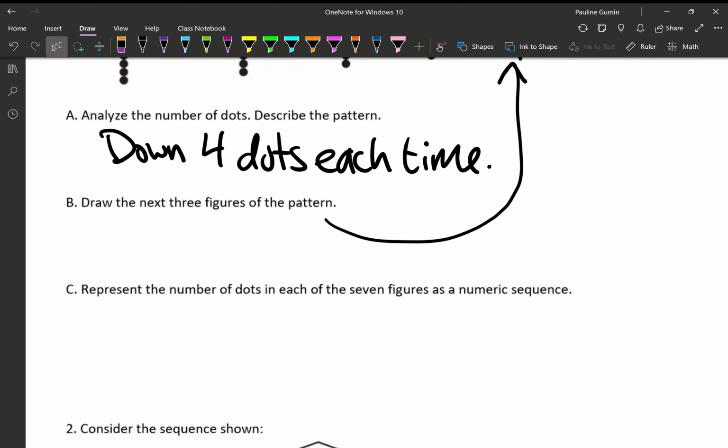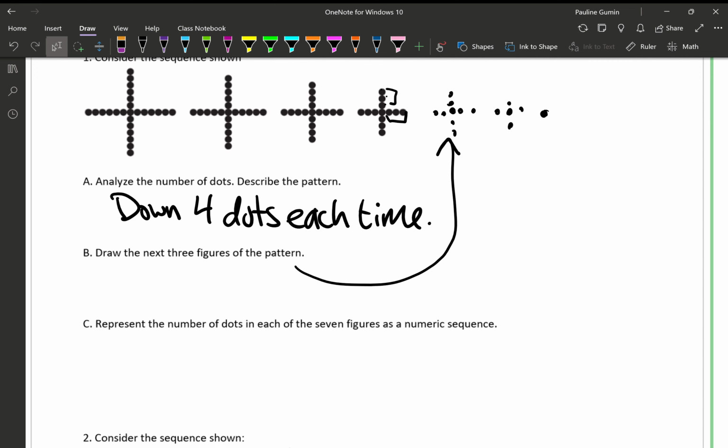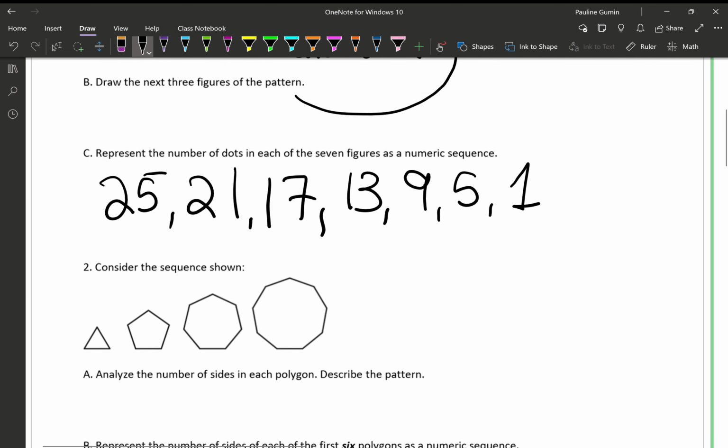Number C, represent the number of dots in the 7 figures as a numeric sequence. Okay, so let's count the amount of dots. In the first figure, this first drawing right here, that I label with a 1, I have 25 dots. I counted them already. I won't waste your time on a video counting. The next figure has 21 dots. The next one has 17. And the fourth one that I have up there that was already given to me has 13. Now let's do the 3 that we drew. The first one I drew has 9 dots. The next one has 5. And the last one has 1.